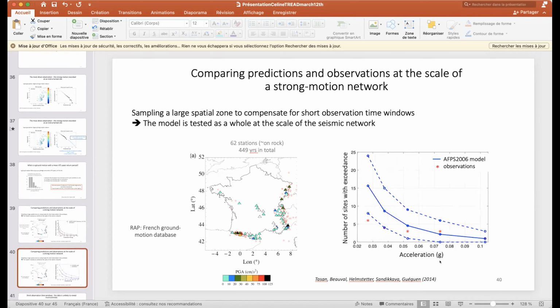So we also compared these observations with other forecasts. For example, this in blue is a model that was derived during the revision of the actual French building code. And you can see that observations were still within the bounds of the forecasted distribution, except for this very low level that is so low that it becomes difficult to ensure completeness of observations.